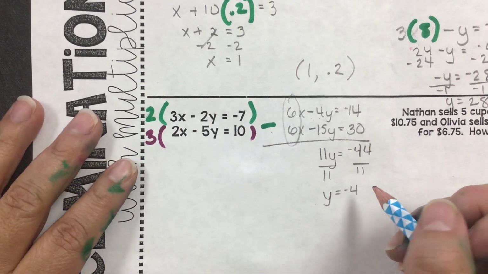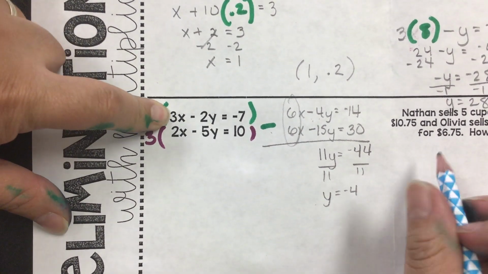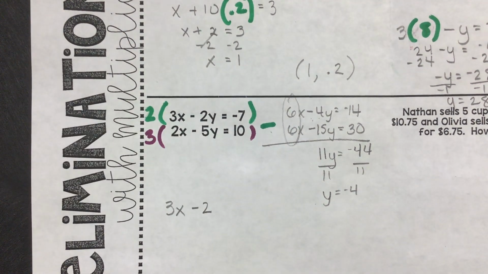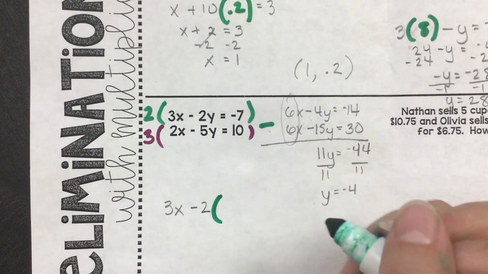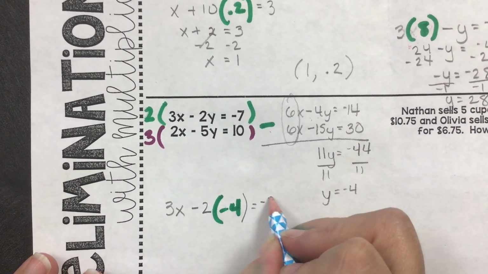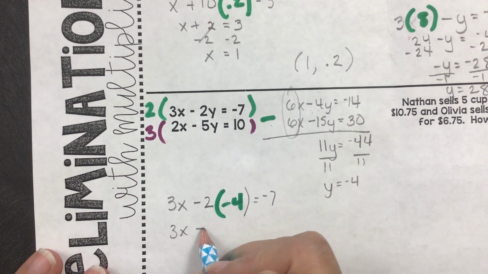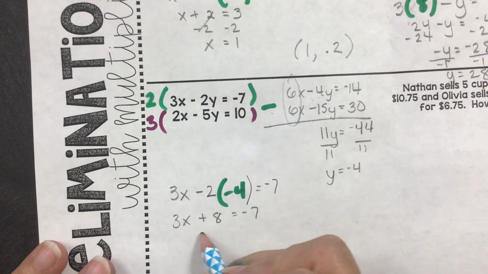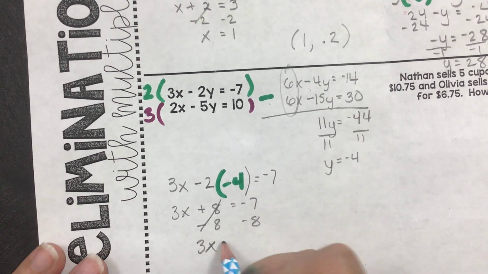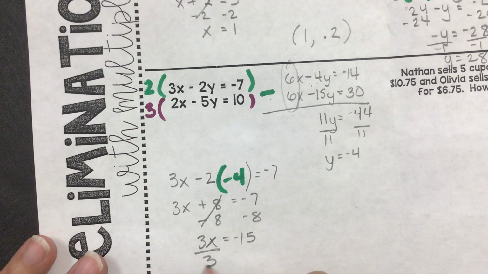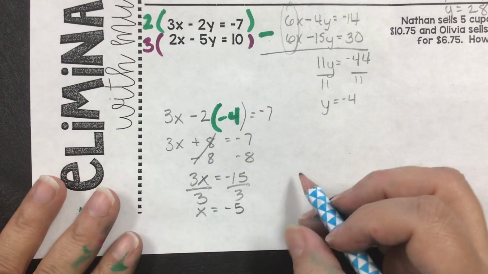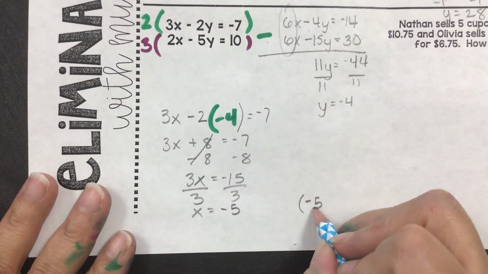From here, we still have to find the value of x. I always use the first equation. So I have 3x minus 2. And instead of my y value, I'm going to substitute in negative 4. And that equals negative 7. 3x plus 8 is equal to negative 7. Subtract 8 from both sides to get rid of that. 3x is equal to negative 15. Divide by 3. X is equal to negative 5. And that means that your ordered pair is negative 5, negative 4.